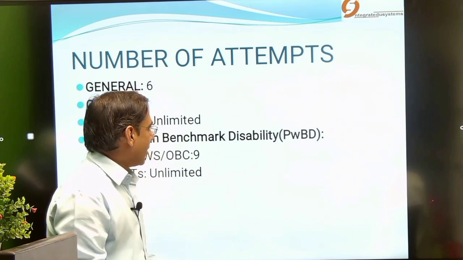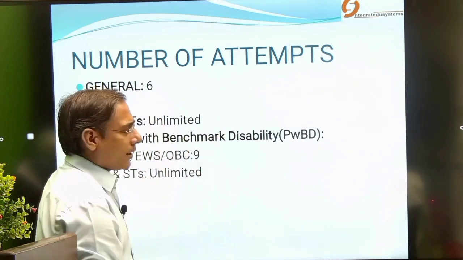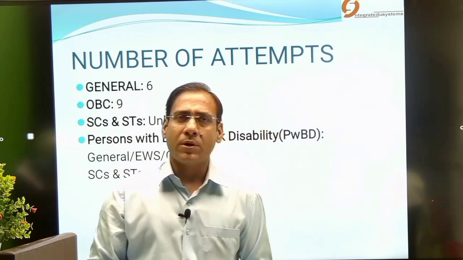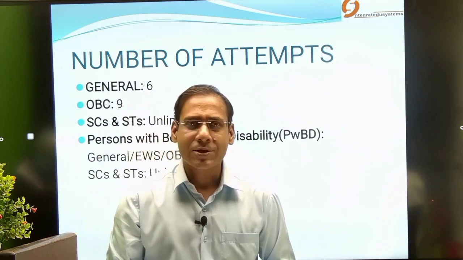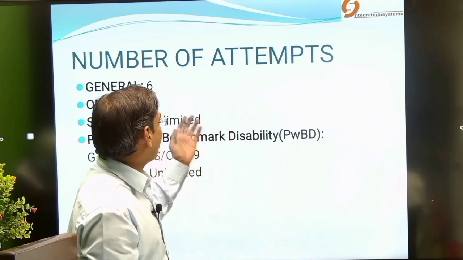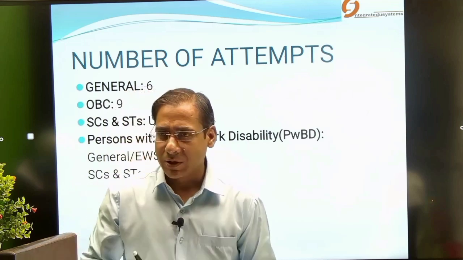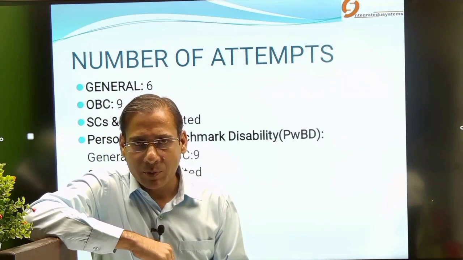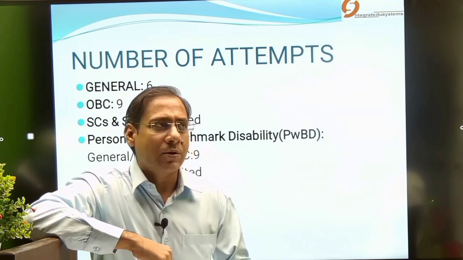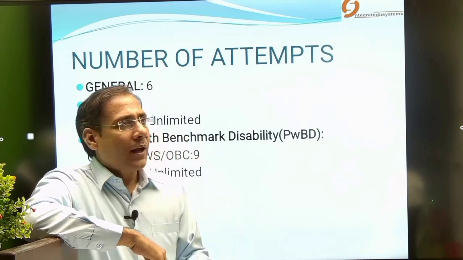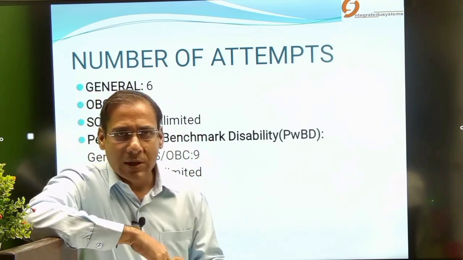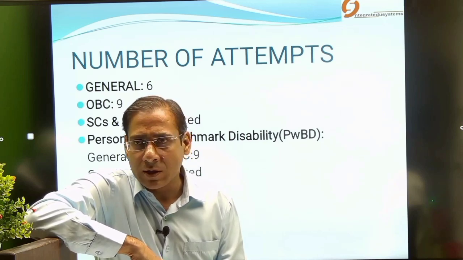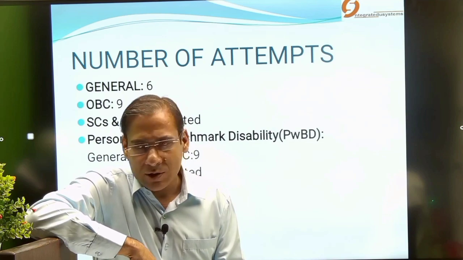So now when you look at the number of attempts, earlier for the general the number of attempts was 4, but now the government has given some relaxation to the general candidate also, and the number of attempts right now for the general is 6. For the OBC, 3 extra attempts are provided by the governments to the other backward sections of society, and for the vulnerable groups in our society, the SCs and STs, those who are most backward in terms of social and economic stature in the country, the government has given them unlimited attempts.